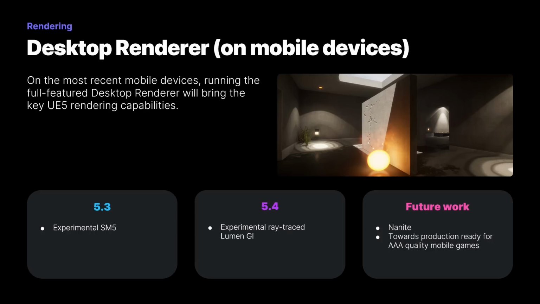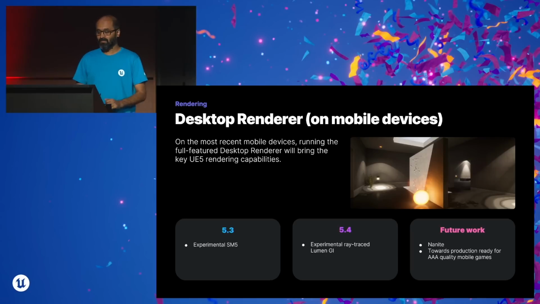With 5.3, we added experimental support for SM5. With 5.4, we have experimental ray-traced Lumen GI supported. And for the future, we are working on Nanite on mobile. We're also working to make sure that the rendering quality you're able to get on mobile is truly AAA quality, as what you'd see on a desktop device.